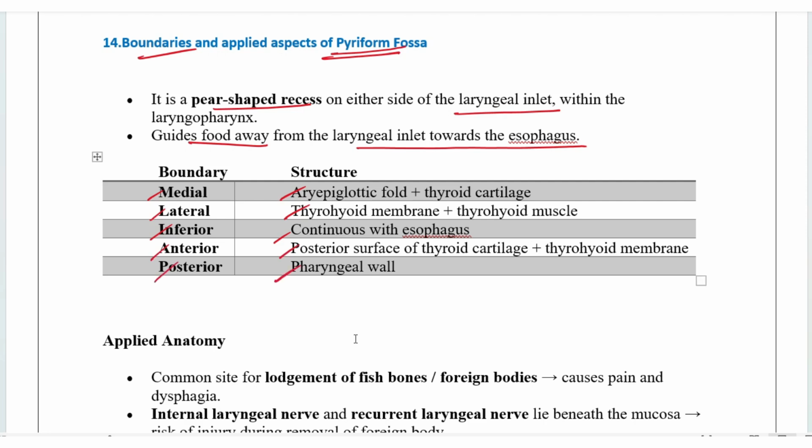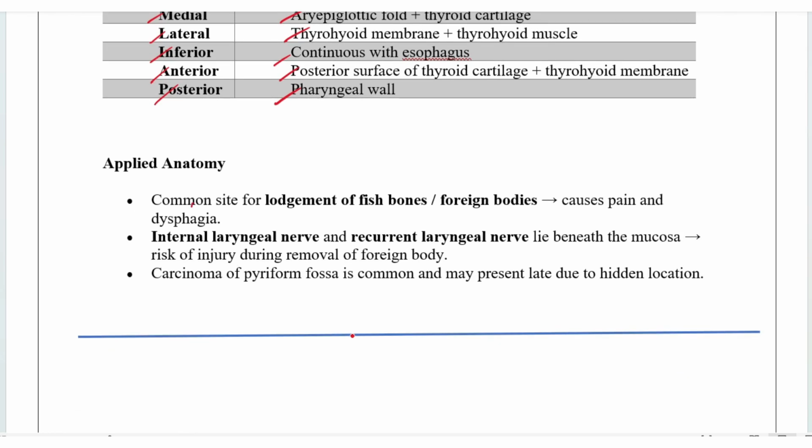The applied anatomy is, it's a common site for lodgement of fish bones and foreign bodies, which causes pain and dysphagia. And it has a very close proximity to the internal laryngeal and recurrent laryngeal nerve because they lie below it, and there is a risk of injury during removal. Carcinoma of the pyriform fossa is also common, and it may present late due to its hidden location.